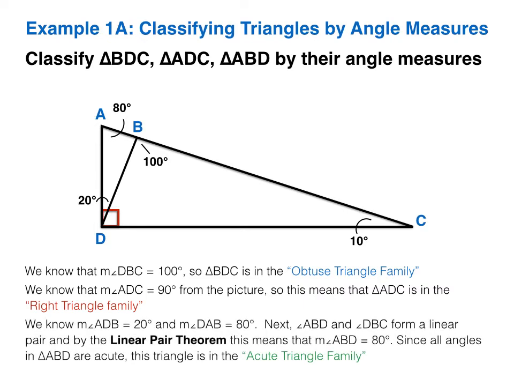We know that the measure of angle ADB is 20 degrees, and the measure of angle DAB is 80 degrees. Next, angle ABD and angle DBC form a linear pair. And by the linear pair theorem, this means that the measure of angle ABD must be 80 degrees, since linear pair angles have to be supplementary. Since all angles in triangle ABD are acute, this triangle is in the acute family.